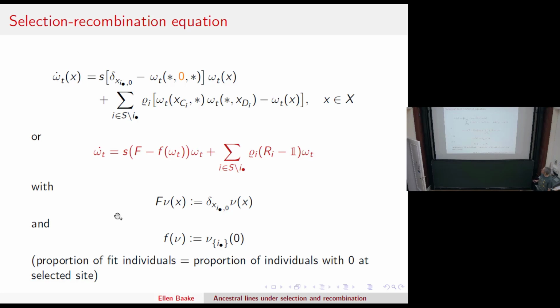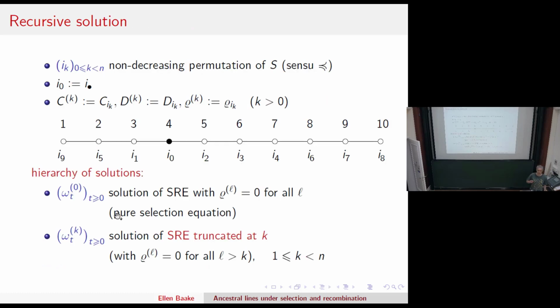And then we need the function little f of mu that is simply the proportion of fit individuals in the population. So the proportion of individuals that have a 0 at a selected site. And then you see immediately that this sort of translates. This is my nice up version. And let us now set out to solve it.